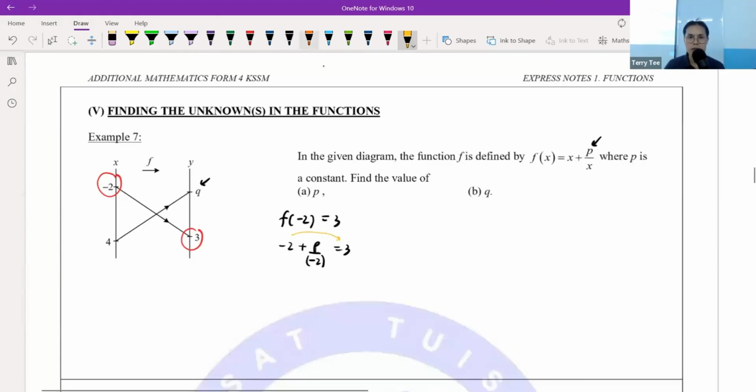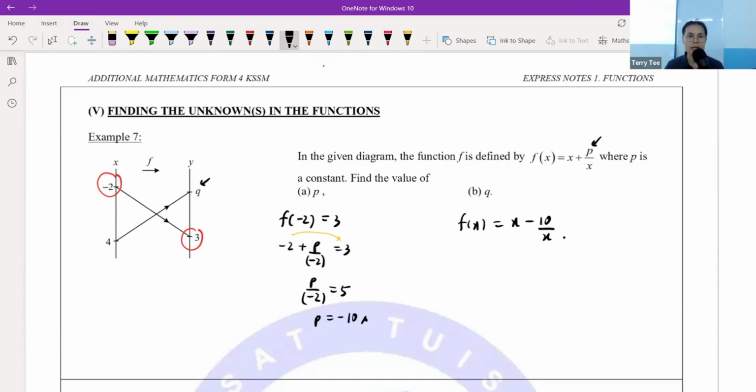This will be p/-2 equals to 5. I keep writing the wrong thing. Sorry, -2. P equals to -10. Okay. So now that I know p is -10, right?